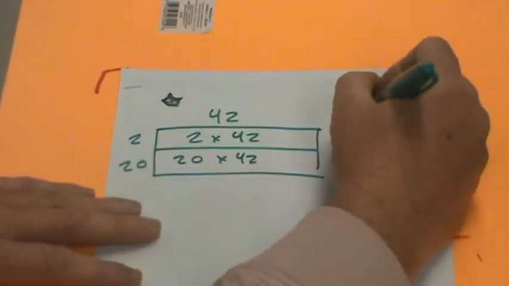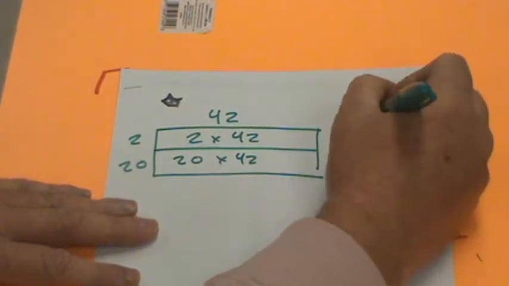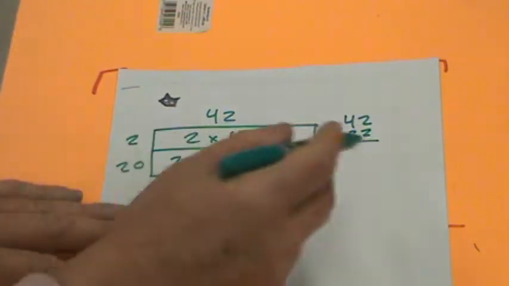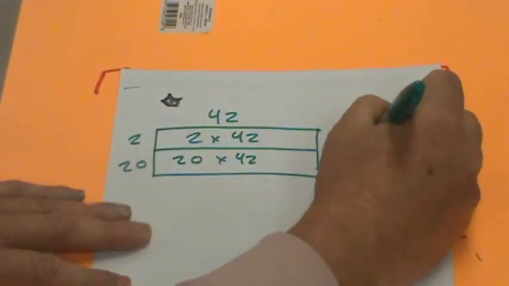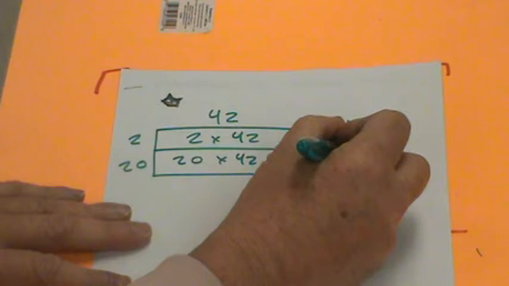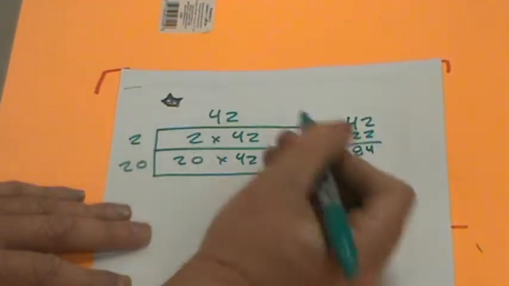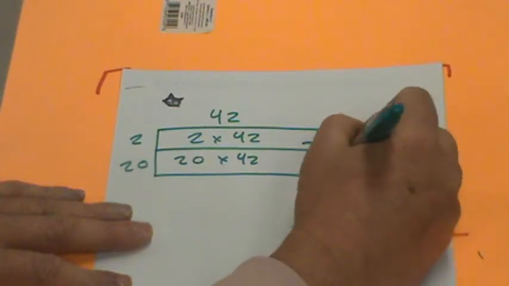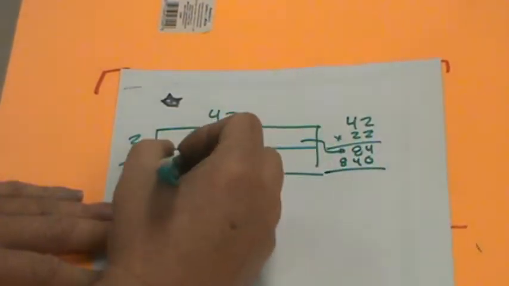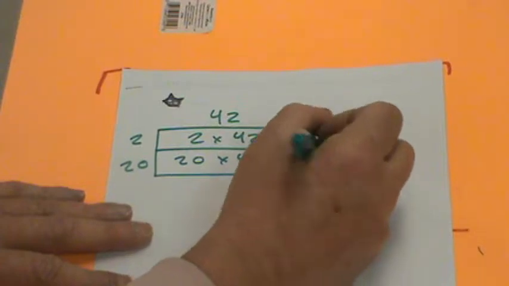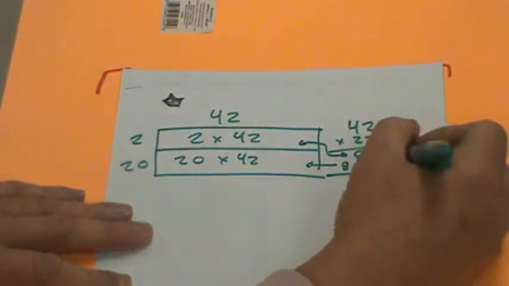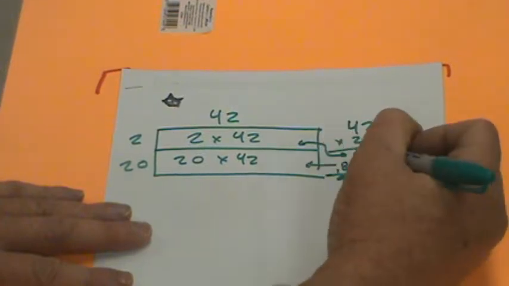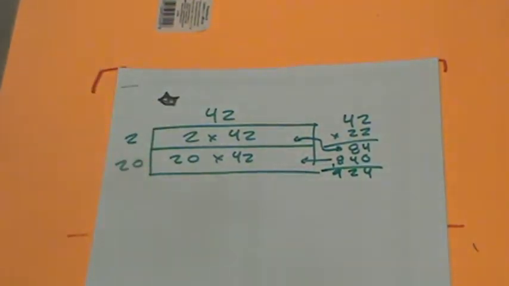Now we're going to put our standard algorithm over here, 42 times 22, right? And we had 84 as our first number, and 84 equaled 2 times 42. And then we had 840, and that equaled 20 times 42. So it equaled in total, as we've already done this problem, 924. So we can see how this breaks down.